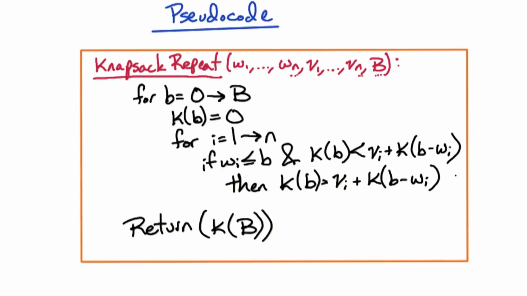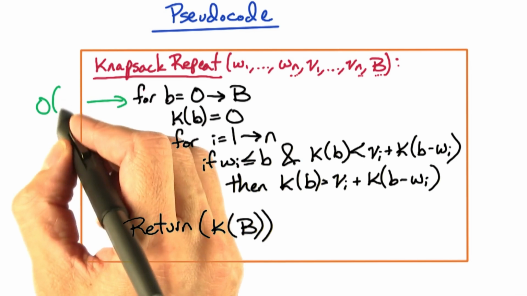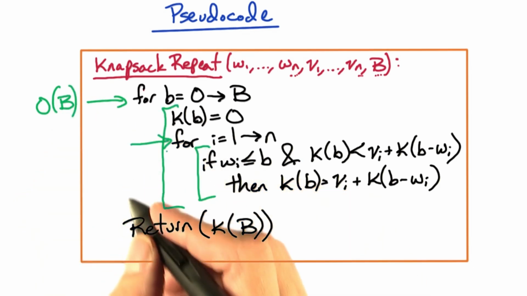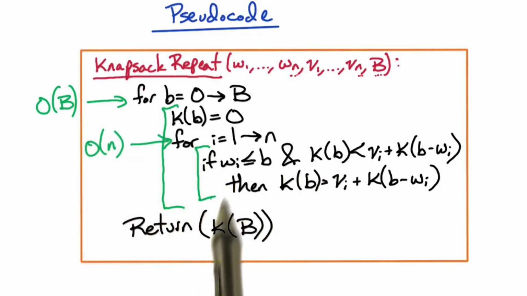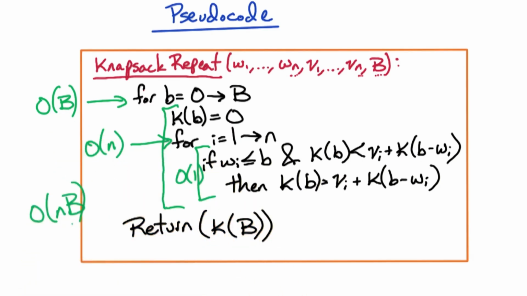Finally, let's take a look at the running time. We have this one for loop, which is of size order capital B. Then we have a nested for loop inside. It's of size order n. Each step in this nested for loop takes order 1 time. Therefore, the total runtime is order n times capital B. It's the same runtime as the original solution we had to this version. The space is smaller, and also it's a simpler solution. It's a very simple algorithm, just a one-dimensional table.